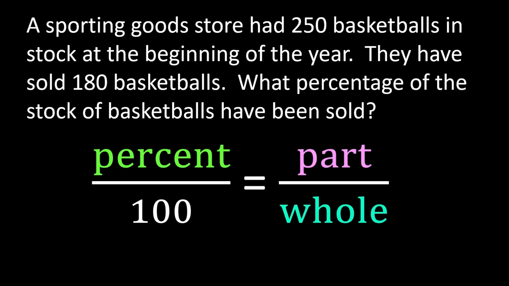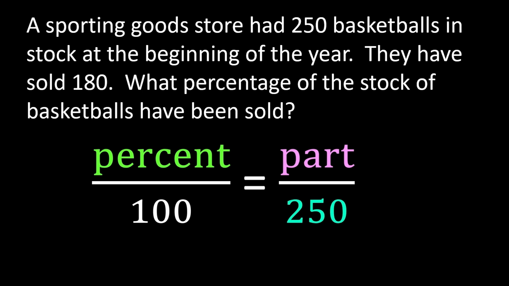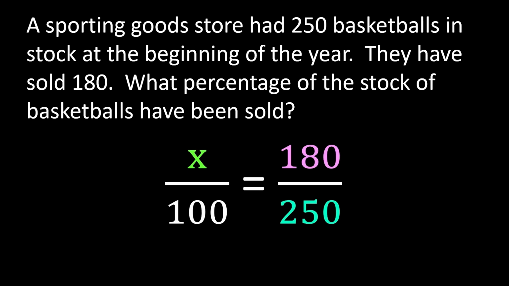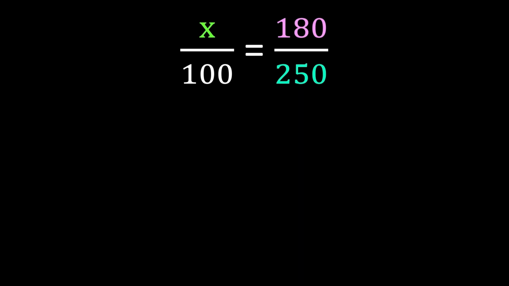And the store had 250 basketballs in stock at the beginning of the year. They had 250 total, so that's going to be our whole. They've sold 180. So 180 is the part that they've sold. So 180 is our part. And then we're solving for the percentage. So our percent is going to be where our variable goes. So we'll have x over 100 because we're solving for our percent, and our percent always goes over 100, equals 180 over 250. So we're solving x over 100 equals 180 over 250.